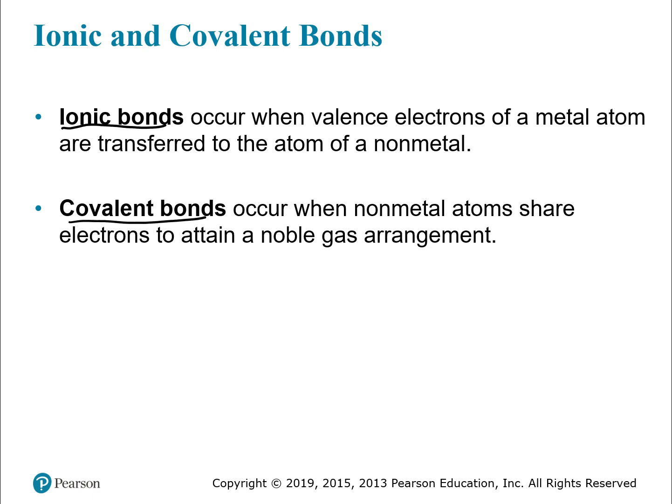Ionic bonds occur when the valence electrons of a metal atom are transferred to the atom of a nonmetal. So remember, metals lose their electrons when they do chemistry. When they lose those electrons to a nonmetal, they form what's called an ionic bond. An example of this would be the bond between sodium and chlorine to make table salt. The sodium is the metal, and it loses its valence electron to chlorine, which is a nonmetal.